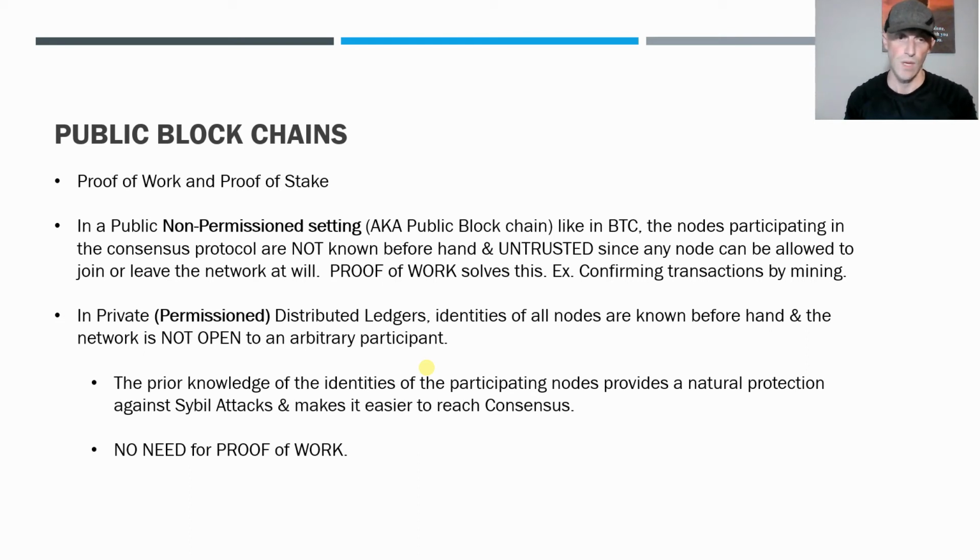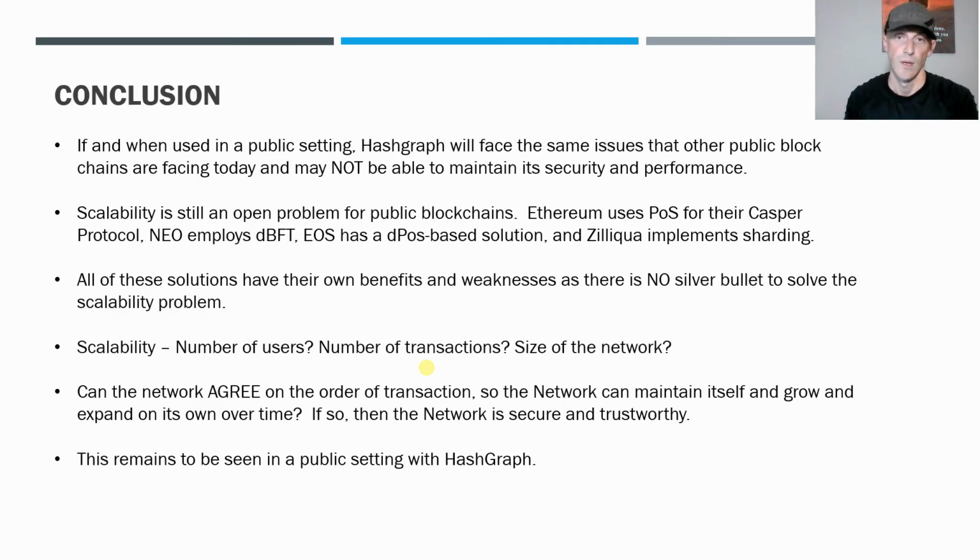Okay. In private, which is a permissioned distributed ledger, on those types of ledgers, the identities of all nodes are known beforehand, and the network is not open to arbitrary participants. The prior knowledge of the identities of the participating nodes provides a natural protection against Sybil attacks and makes it easier to reach consensus. So there's no need of proof of work in this private permissioned distributed ledger. So yeah, I mean that's a mouthful there.